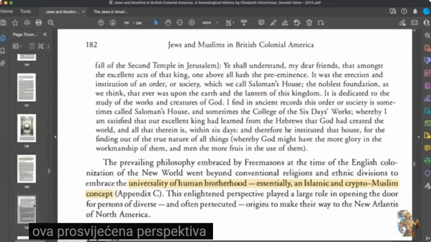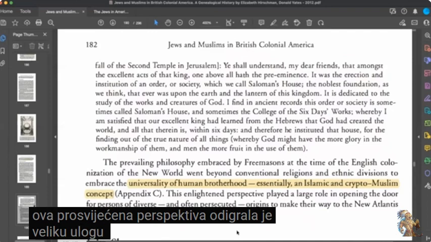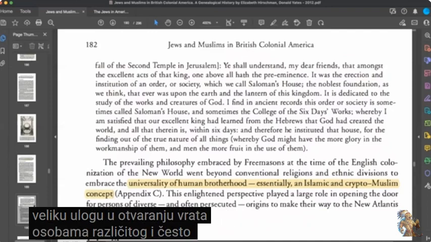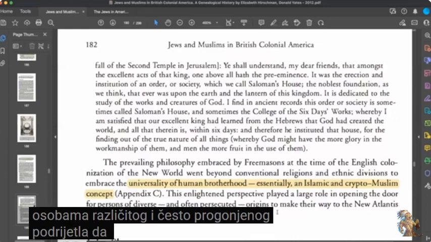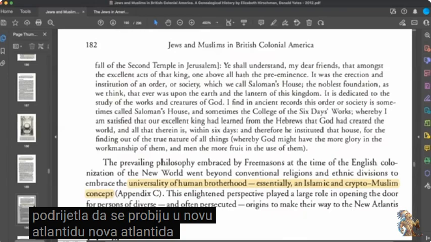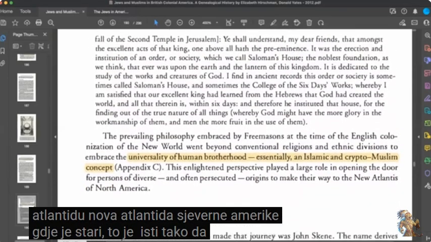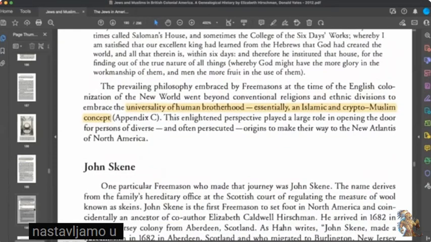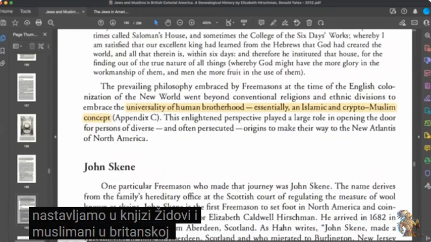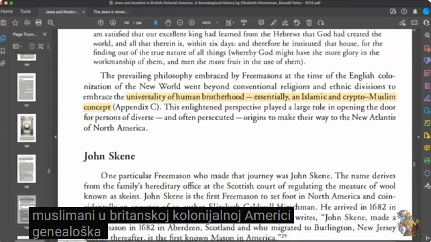This enlightened perspective played a large role in opening the door for persons of diverse and often persecuted origins to make their way to the New Atlantis of North America. Where's the old one? It's the same one. So we continue in the book, Jews and Muslims in British Colonial America, A Genealogical History.